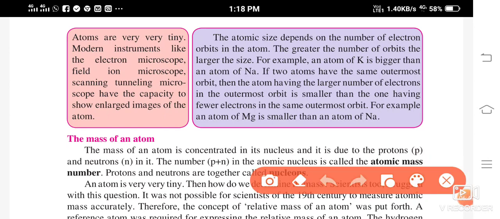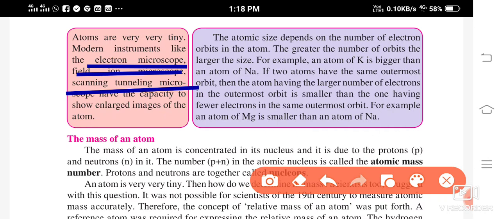Atoms are very tiny, isn't it? So thus modern instruments, which instruments? Electron microscope, then field ion microscope and scanning tunneling microscope. Okay, so these three microscopes have the capacity to show enlarged images, meaning they amplify the image into big, so that you will be able to see the image clearly.